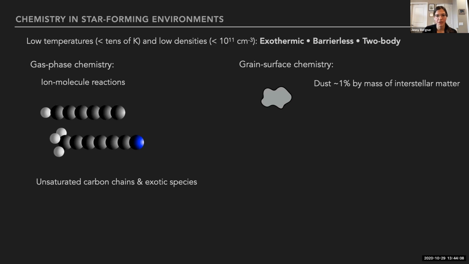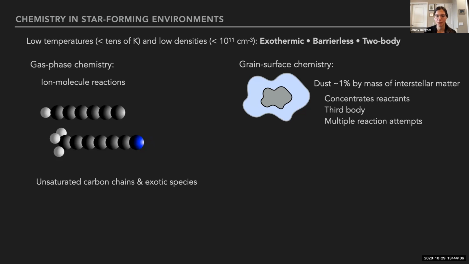The other alternative for how chemistry can proceed is through grain surface chemistry. Dust particles account for a really small percent of mass in the interstellar medium, just about 1%, but they play this really outsized role in regulating the chemistry. This is because in these cold, dense regions, a lot of the volatile molecules will freeze out onto these dust grain surfaces. And this will do a couple of things that ease these constraints on the chemistry. You concentrate your volatile reactants, it acts as a built-in third body, and it can even give you multiple reaction attempts if you have molecules that are just stuck next to one another.